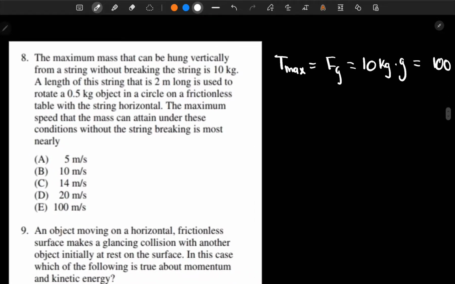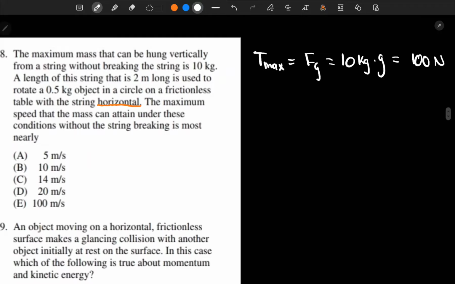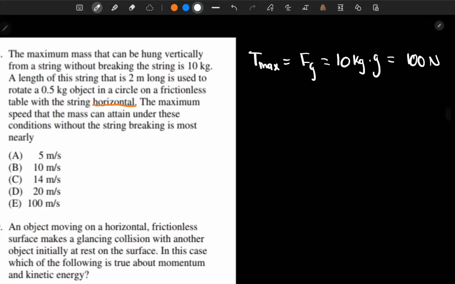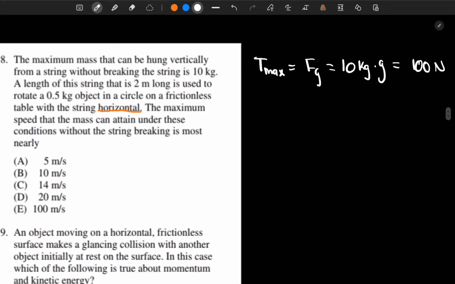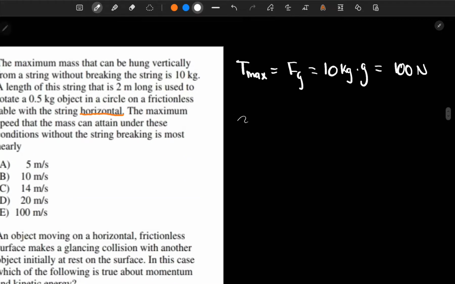Then we rotate this string on a horizontal table. Horizontal here simply means that we can forget about gravity, and we wish to find the maximum speed that this rotating string mass system can attain. Well, the force in question here, whenever you're dealing with rotating objects, is going to be the centripetal force, Fc, which here is equal to mv squared over r.